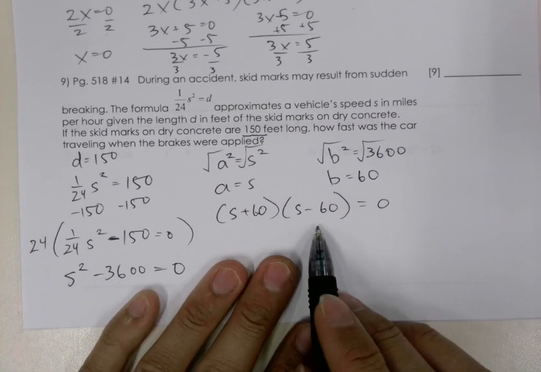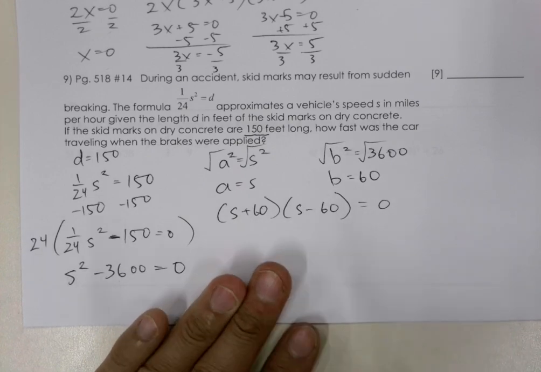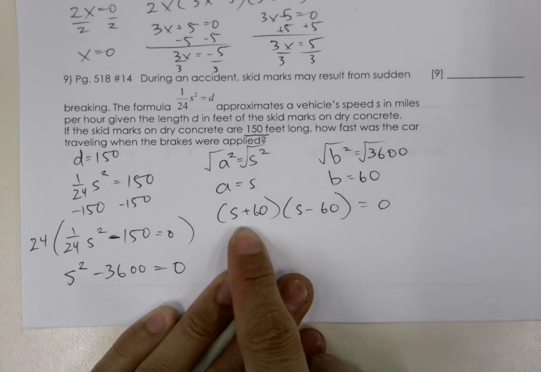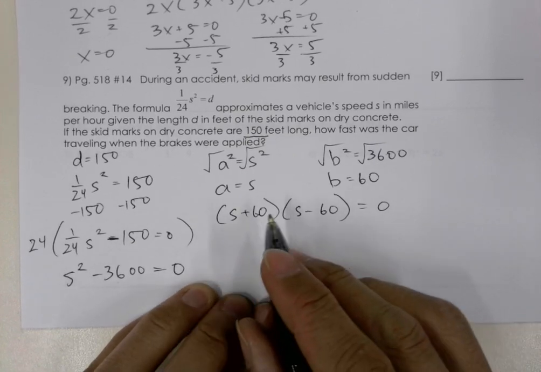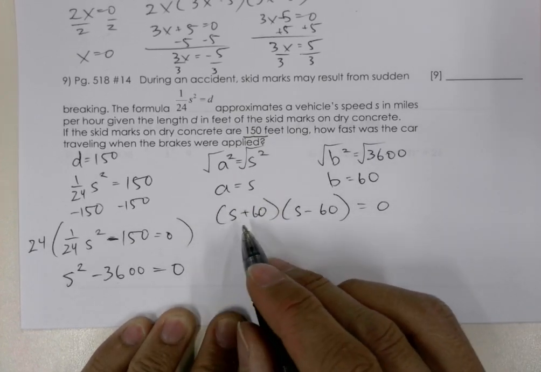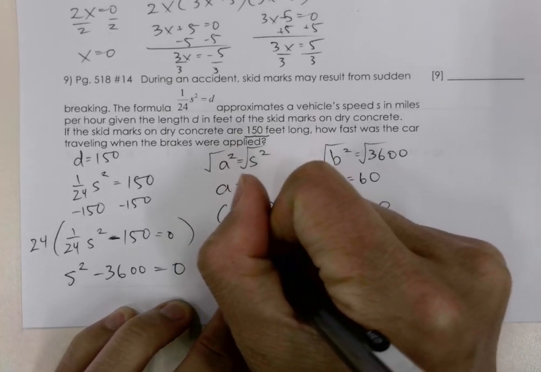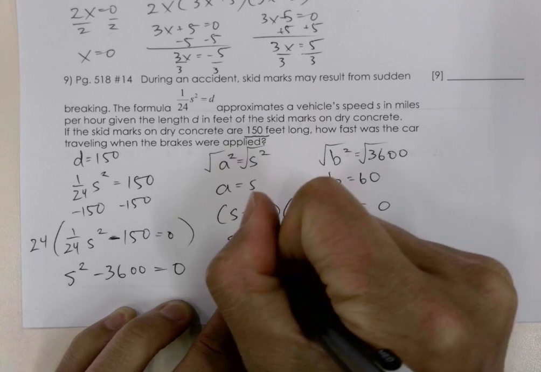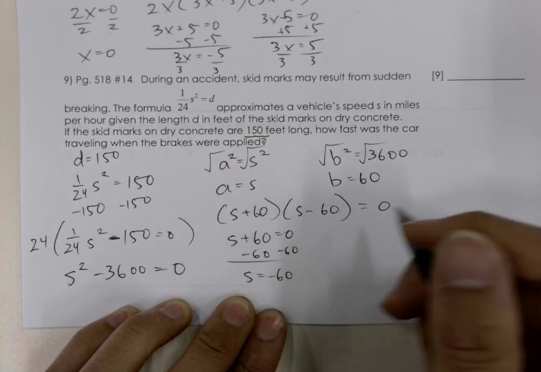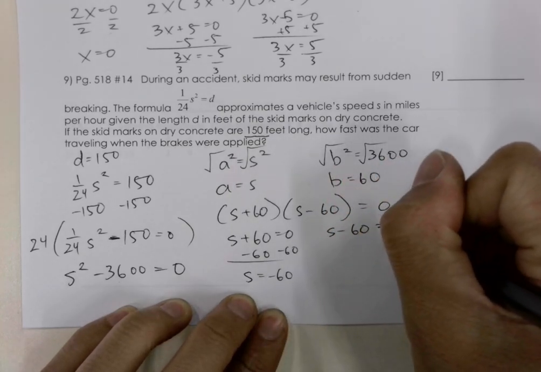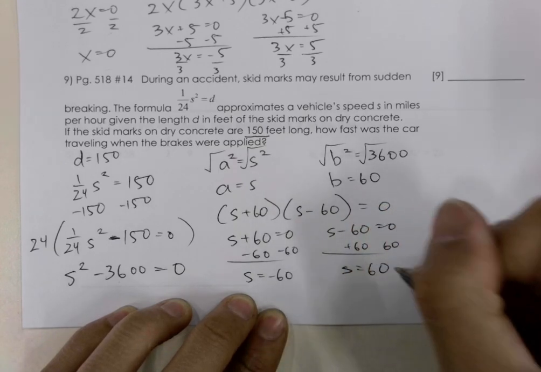Now that we have two factors that are multiplied by each other equals 0, we can apply the zero product property. If a times b is equal to 0, then either a is equal to 0 or b is equal to 0. So we can set the first factor to 0, we can set the second factor to 0, and solve for S. Okay, let's do that. S plus 60 is equal to 0. We'll subtract 60 from both sides, and we'll get S is equal to negative 60. On the other side, we'll set S minus 60 is equal to 0. We'll add 60 to both sides, and then we'll get S is equal to 60.